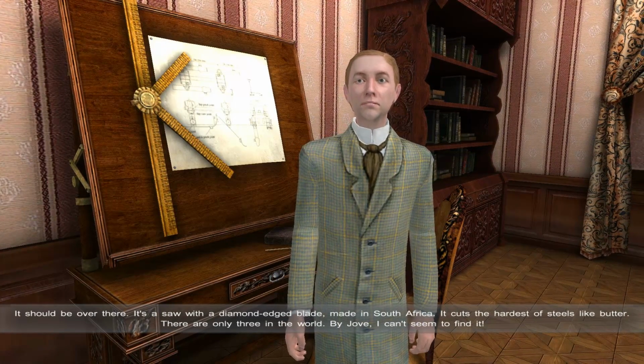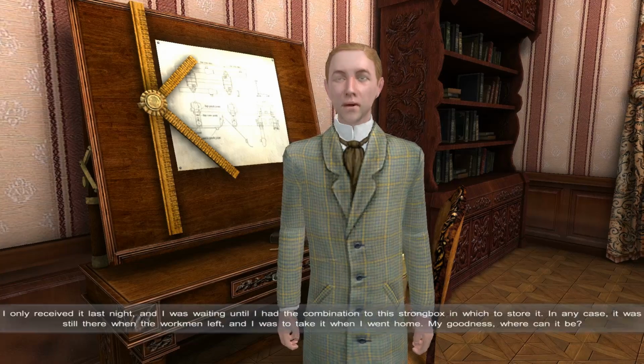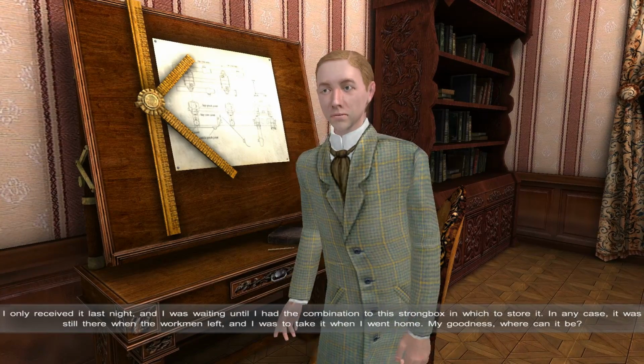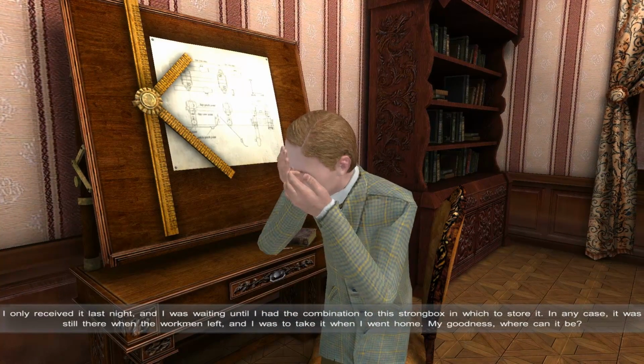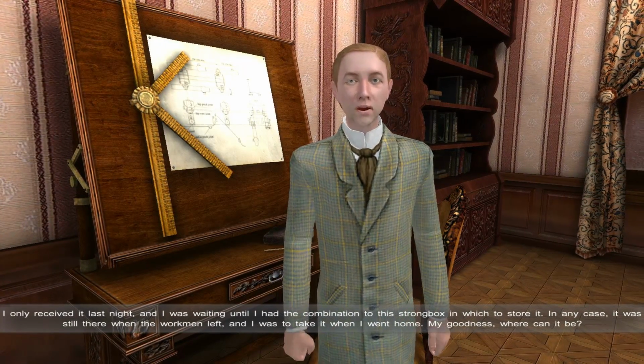By Jove, I can't seem to find it. Was it prudent to leave it here for all to see? I only received it last night, and I was waiting until I had the combination to this strongbox in which to store it. In any case, it was still there when the workmen left, and I was to take it when I went home. My goodness, where could it be?